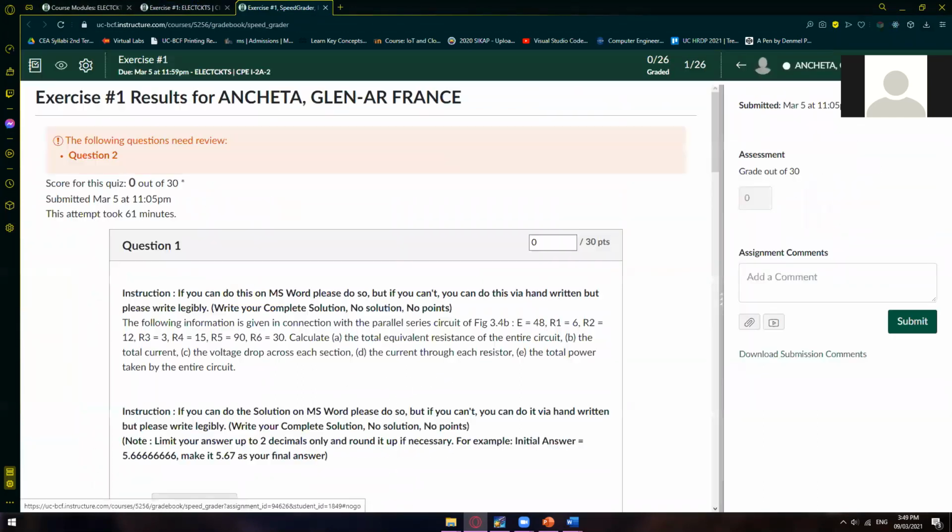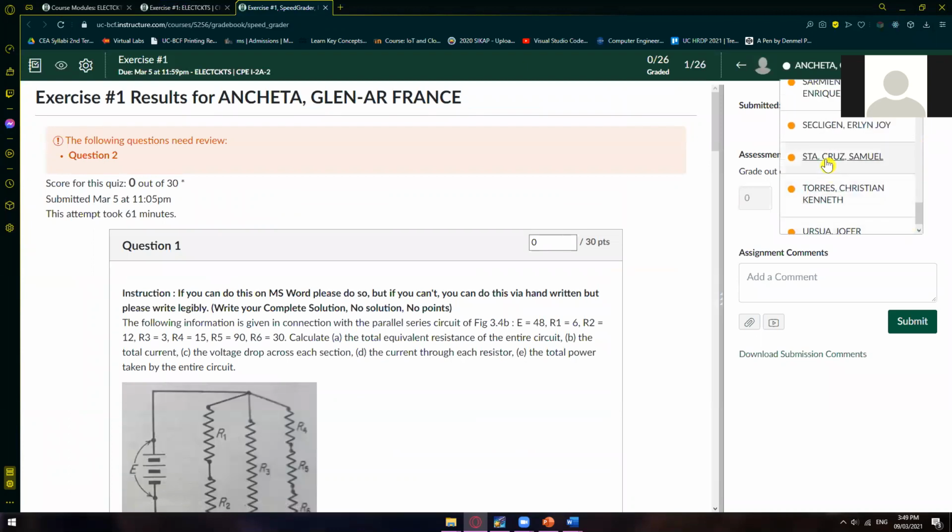Wait, let me just reset it. Sometimes there's a bug where I cannot download any file.